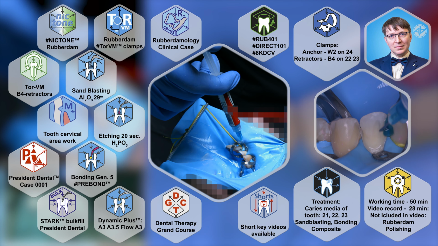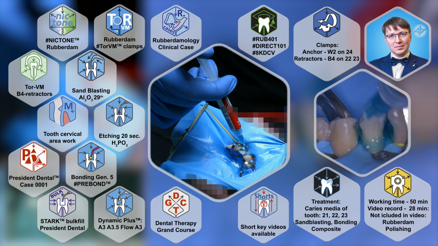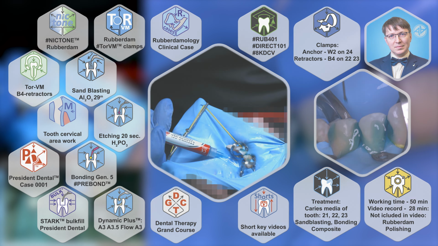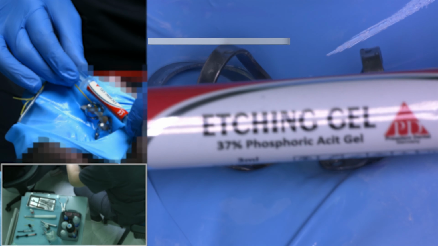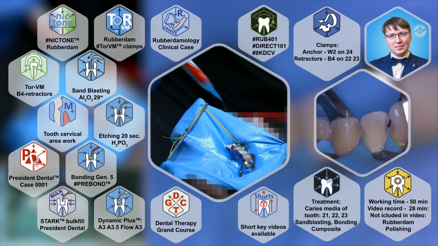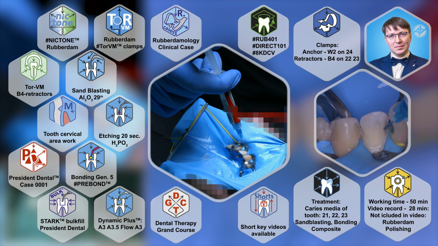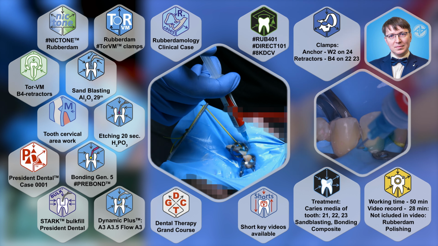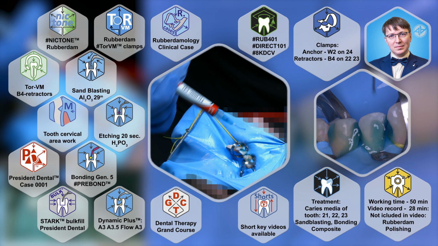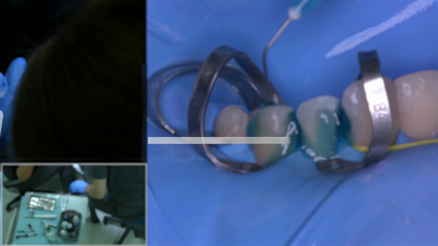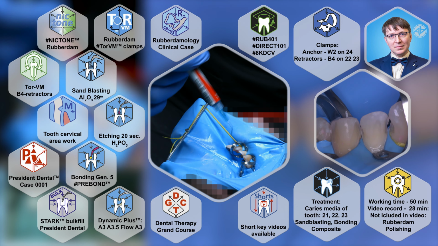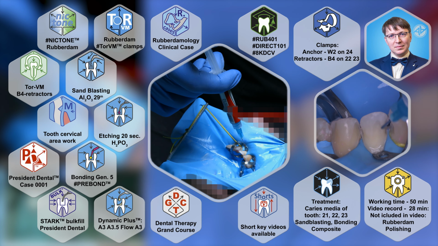Then at the right side I put additional hexagons with the number of anchor clamps and number of teeth, the number of tools for placing retractors, gingival retractors, matrix rings, or other special accessories for working with dental composite. In the bottom hexagons at the right side I put information about the diagnosis and the number of the tooth treated in this clinical case, working time and video recorded time.